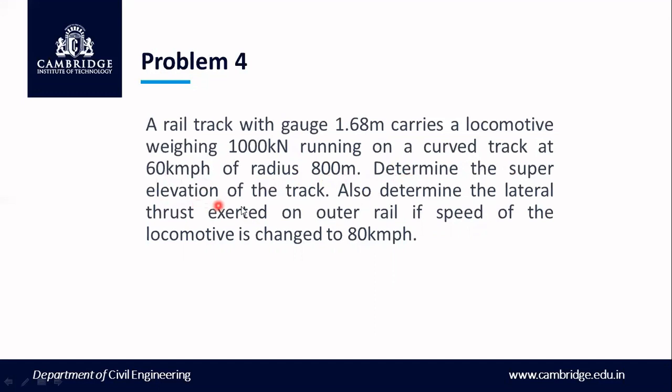Determine the super elevation of the track. Also determine the lateral thrust exerted on the outer rail if the speed of the locomotive is changed to 80 kmph. So until here it is 60 kmph, and you need to find out the lateral thrust that is exerted when the speed changes from 60 to 80 kmph.